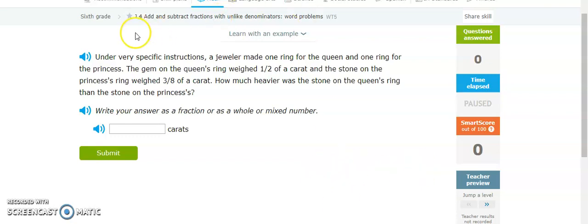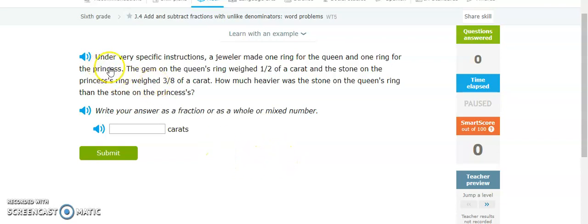Hey, sixth grade. So today we're doing J4, adding and subtracting fractions with unlike denominators and word problems, shortcut WT5. This is very similar to when we were adding and subtracting fractions with unlike denominators in a previous lesson, but this time we need to figure out from the word problem if we are adding or subtracting those fractions.